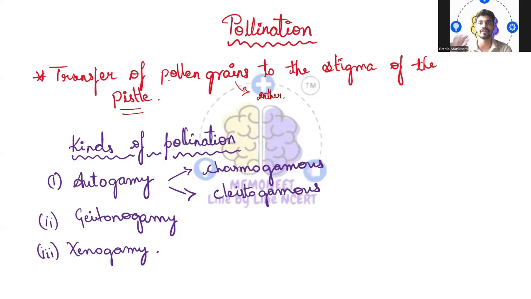So in pollination, there are different kinds of pollination. Three kinds of pollination have been discussed: autogamy, geitonogamy and xenogamy. One by one, let us discuss the different types of pollination.